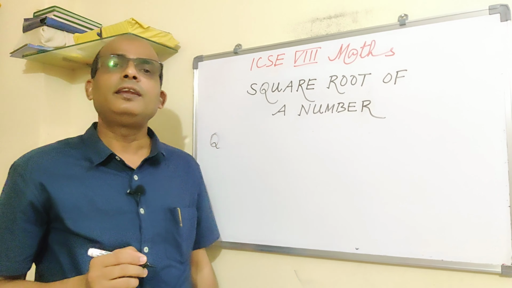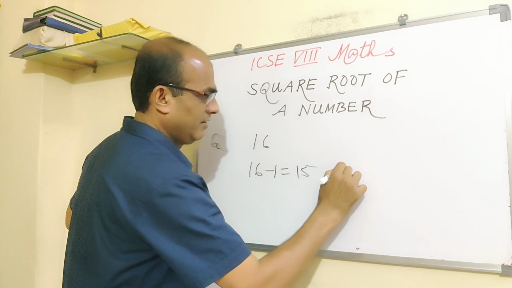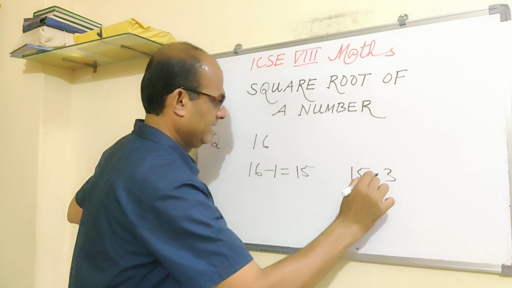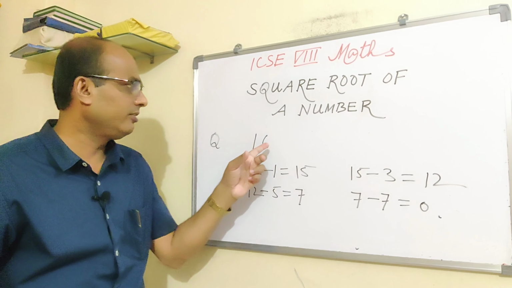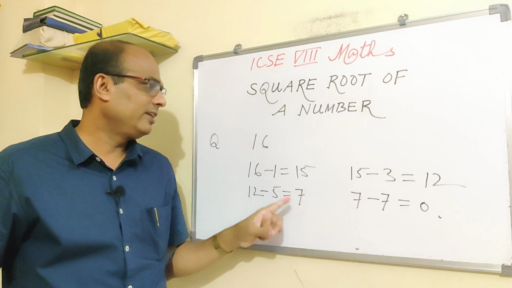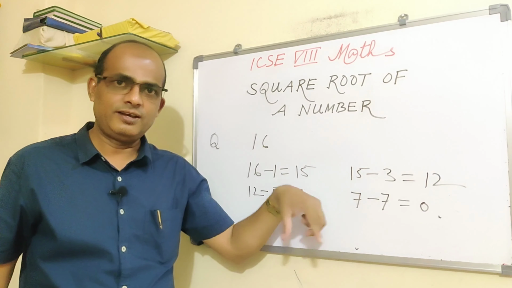Let's understand. 16. Now the first step is, again I am teaching you the same thing. 16 minus 1 is equal to 15. Now 15 minus 3 is equal to 12. Okay. Now 12 minus 5 is equal to 7. And then 7 minus 7 equal to 0. This is good for understanding. We have taken a small number so that we can easily count the number of times we are doing subtraction to get 0.